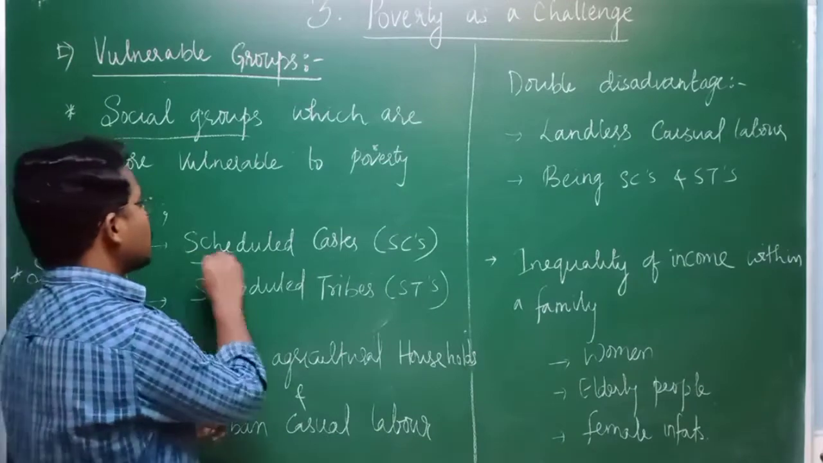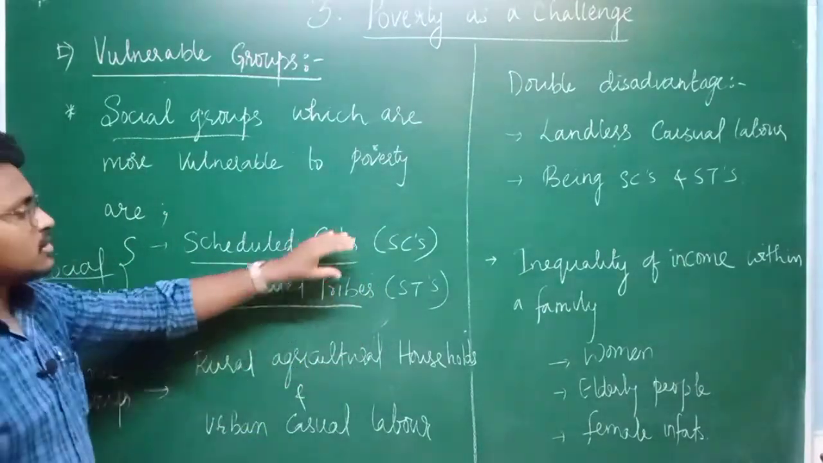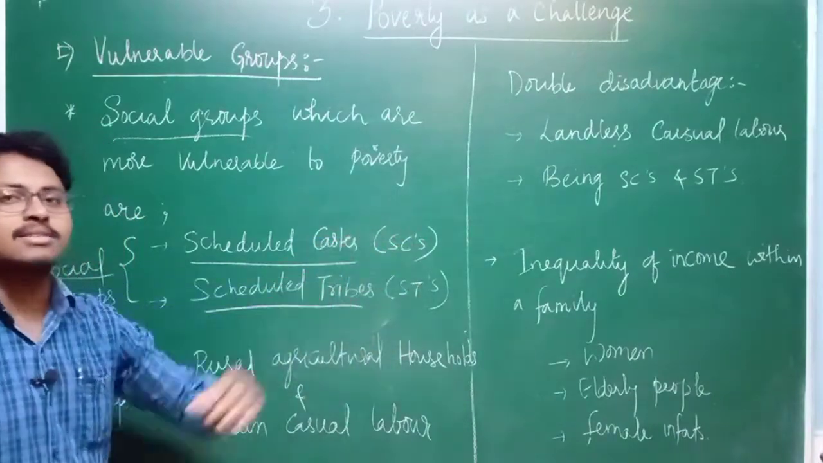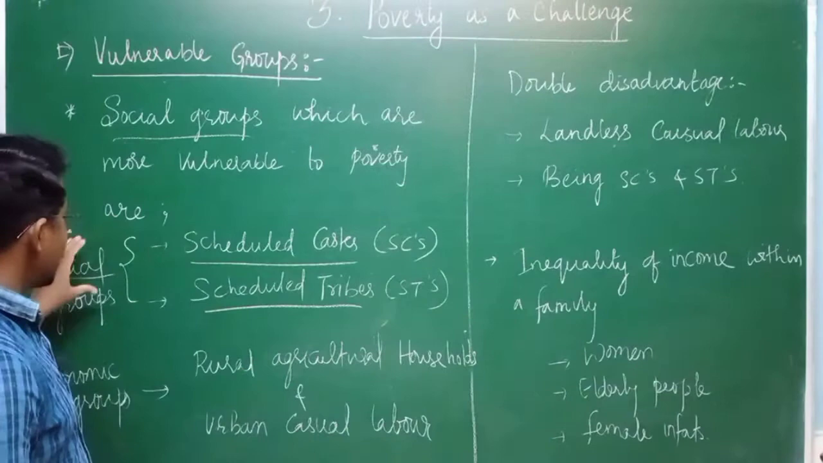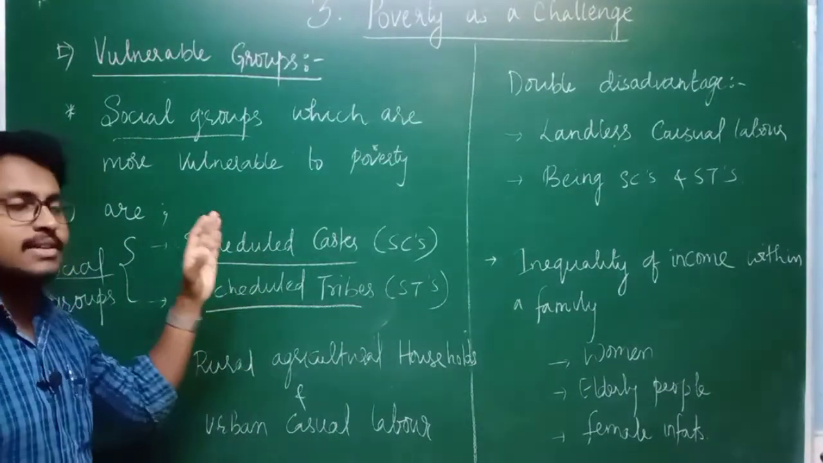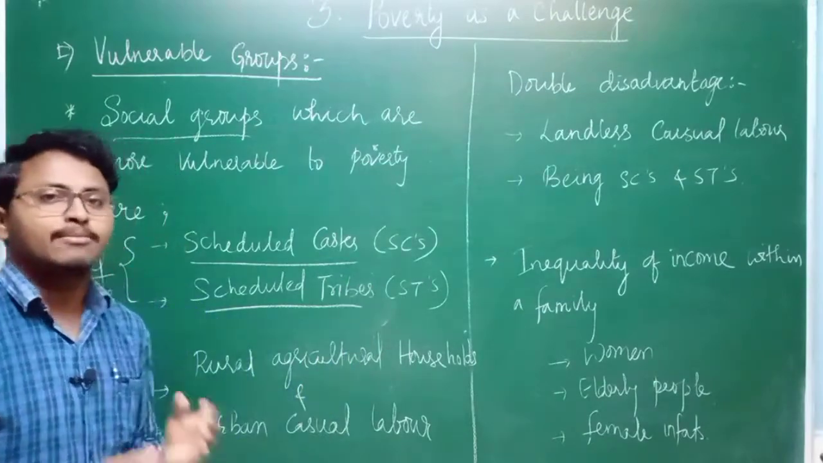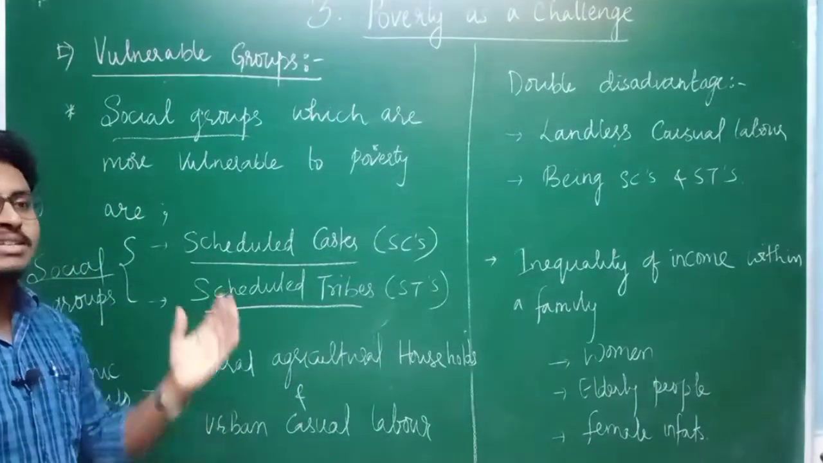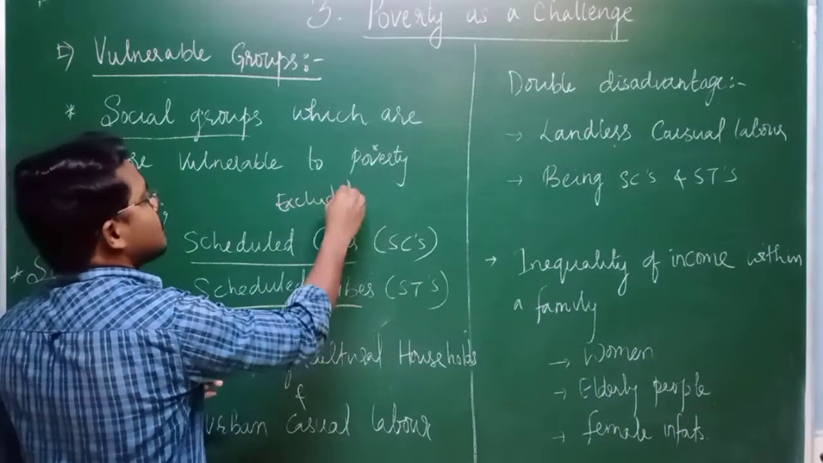One is the scheduled castes and the other is the scheduled tribes. In short, we also call them SCs or STs. Due to some historical reasons, these social groups, that is scheduled castes and scheduled tribes, are in the danger zone of falling into poverty, because since times in history they have been excluded from the main society. So that is one reason.